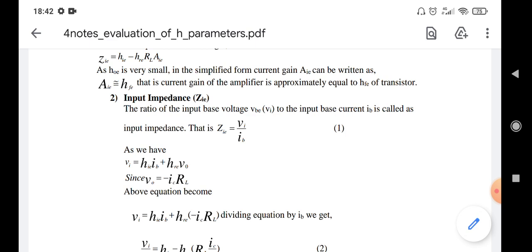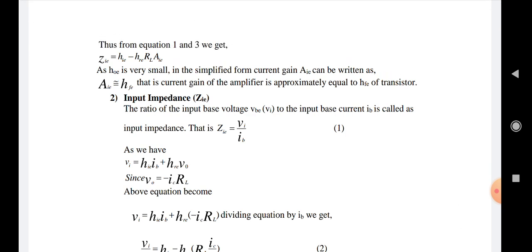Means Z_ie is equal to V_i upon I_b. V_i is denoted by the input voltage, and input voltage is always between the base and emitter, means V_be, it is denoted by V_i. As we have, V_i is equal to h_ie I_b plus h_re V_o.